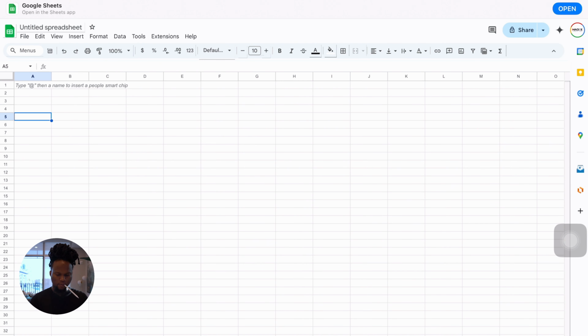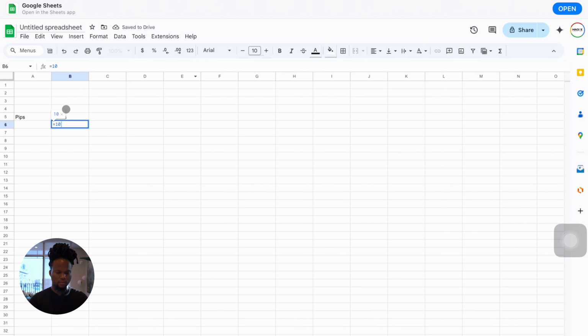The point is, pips to points. Points is total pips times 10, right? So if I have 10 pips, it's 100 points. If I have 20 pips, it's 200 points.